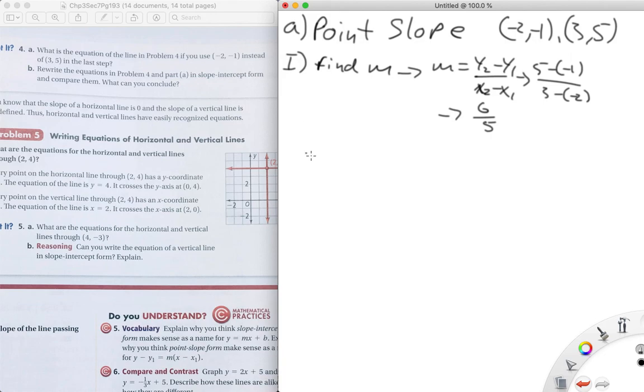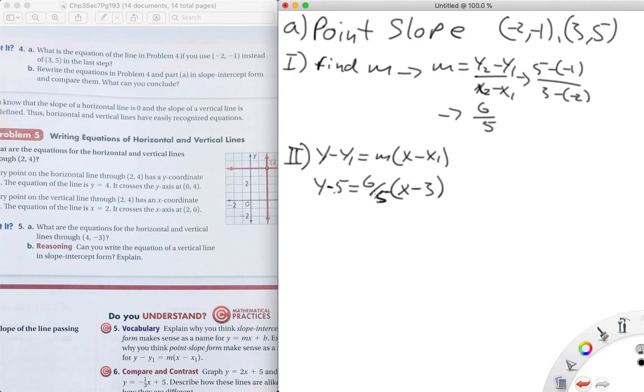Once I find my slope, I can choose either point. It doesn't matter which one at all. I'll choose this because it's all positive. And I'm going to put it in point slope form. And remember, point slope form is y minus y1 equals m times x minus x1. So we'll use these guys here. So I'll say y minus 5 equals 6 over 5 x minus 3.